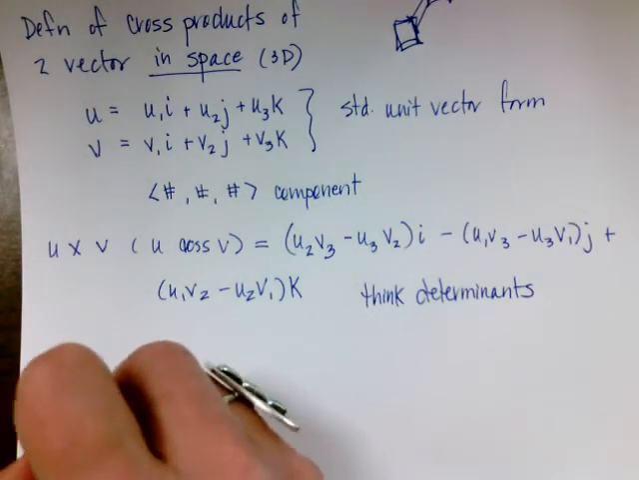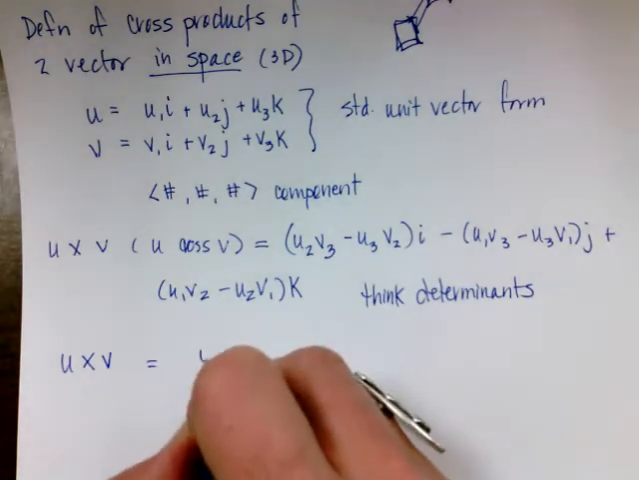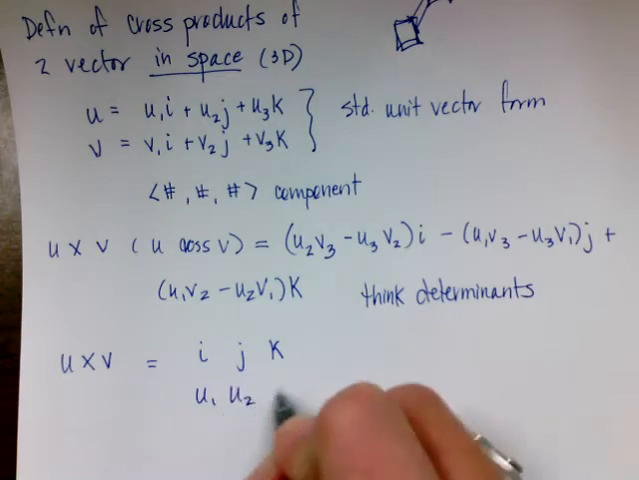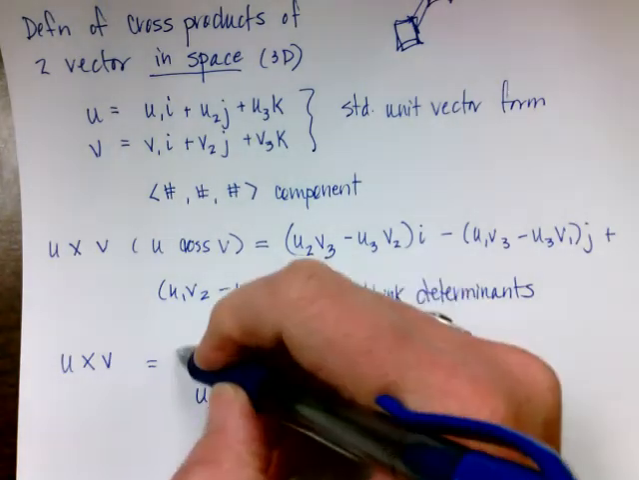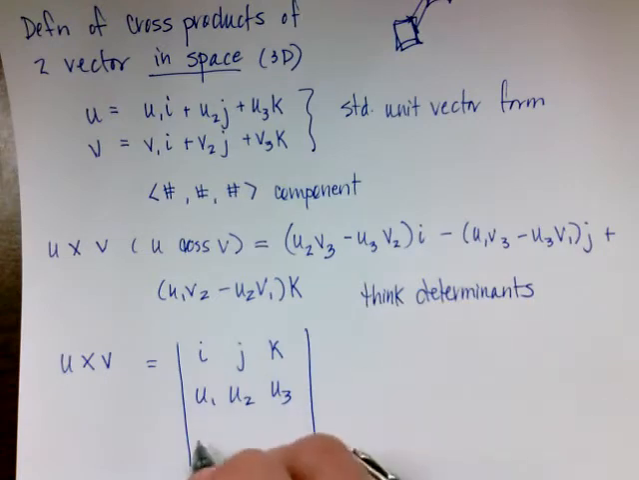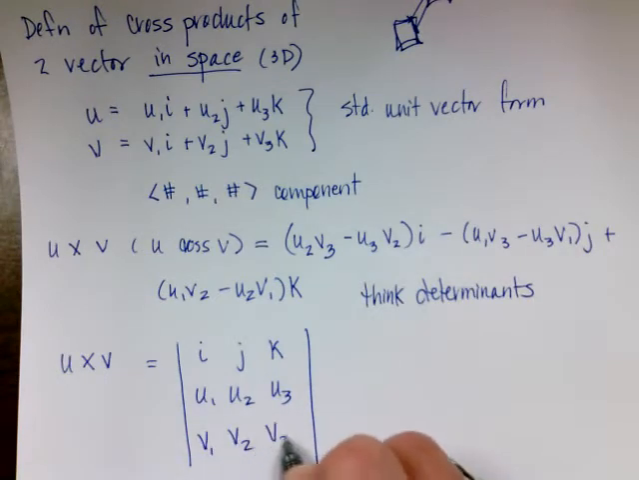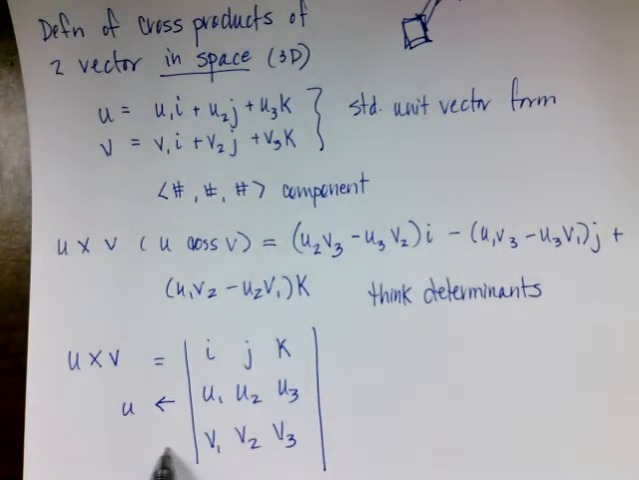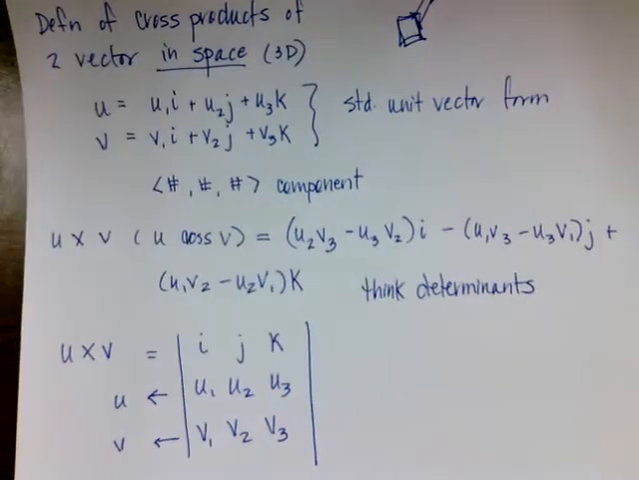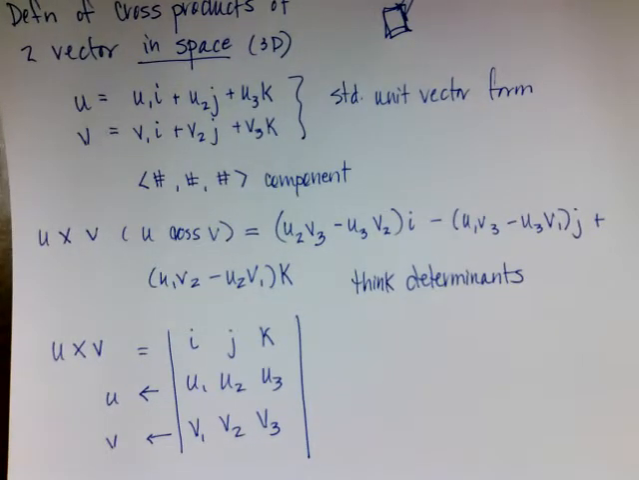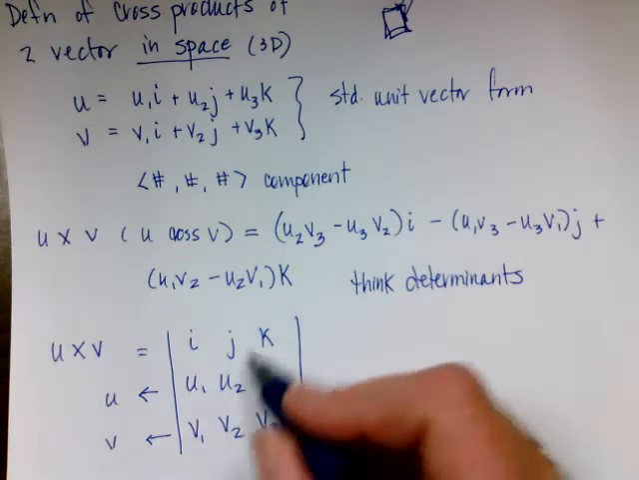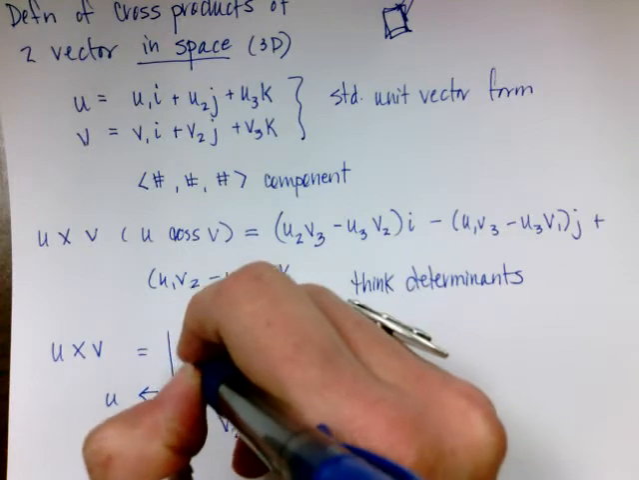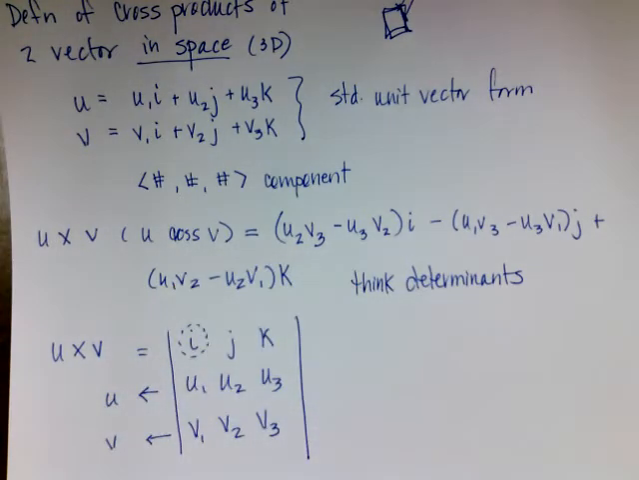Let's say I have u cross v, and I'm going to put it in a matrix that looks like this: i, j, k, then u1, u2, and u3. And I'm going to want to calculate the determinant. So here's v1, v2, and v3. These are the components of u, and these are the components of v, and I have them in i, j, k form. If I'm going to calculate the determinant of this matrix, I'm going to put a circle around it. That's what your book did.